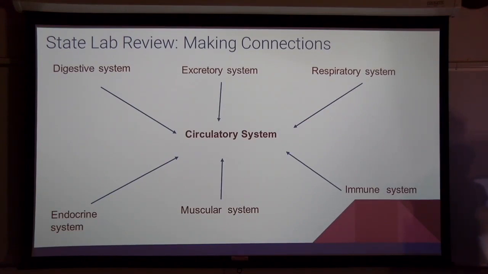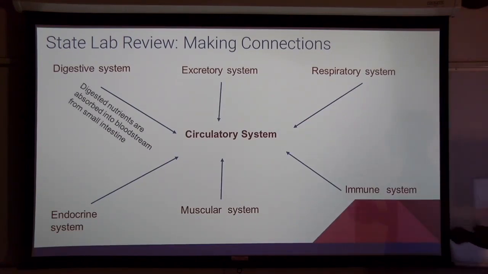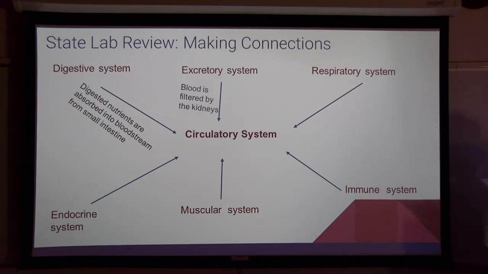You guys remember what goes from? So all your nutrients are going to move into the bloodstream. And I gave you this chart towards the back of your packet. The excretory system is where the blood gets filtered out.